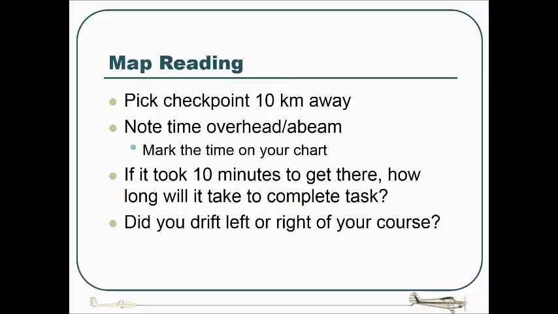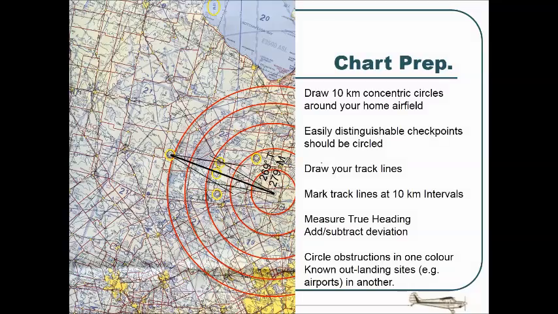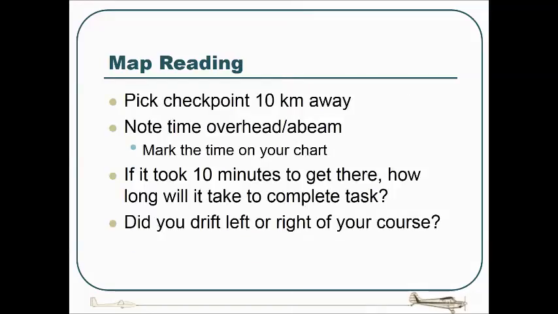Pick a checkpoint about 10 kilometers away, note the time overhead or abeam the checkpoint, and mark the time on your chart. If it took you 10 minutes to get there, how long will it take to complete the task? Now, if we're doing this at 10 kilometer intervals, here's my first 10K, so there's 1, 2, 3, 4, 5, okay? So I've got 5 intervals till I reach Toronto Soaring. So if it took me 10 minutes to get to my first one, it's going to take me about 50 minutes to get to Toronto Soaring. Now that's assuming I don't stop for lift.